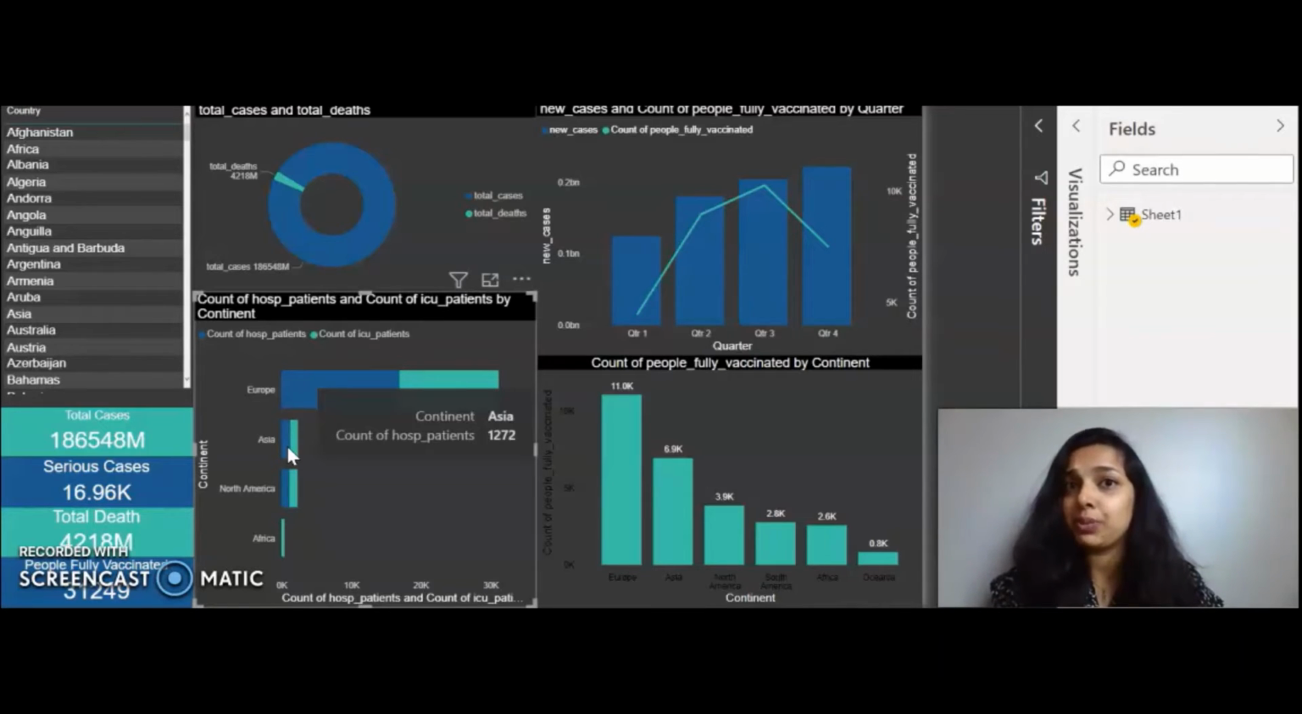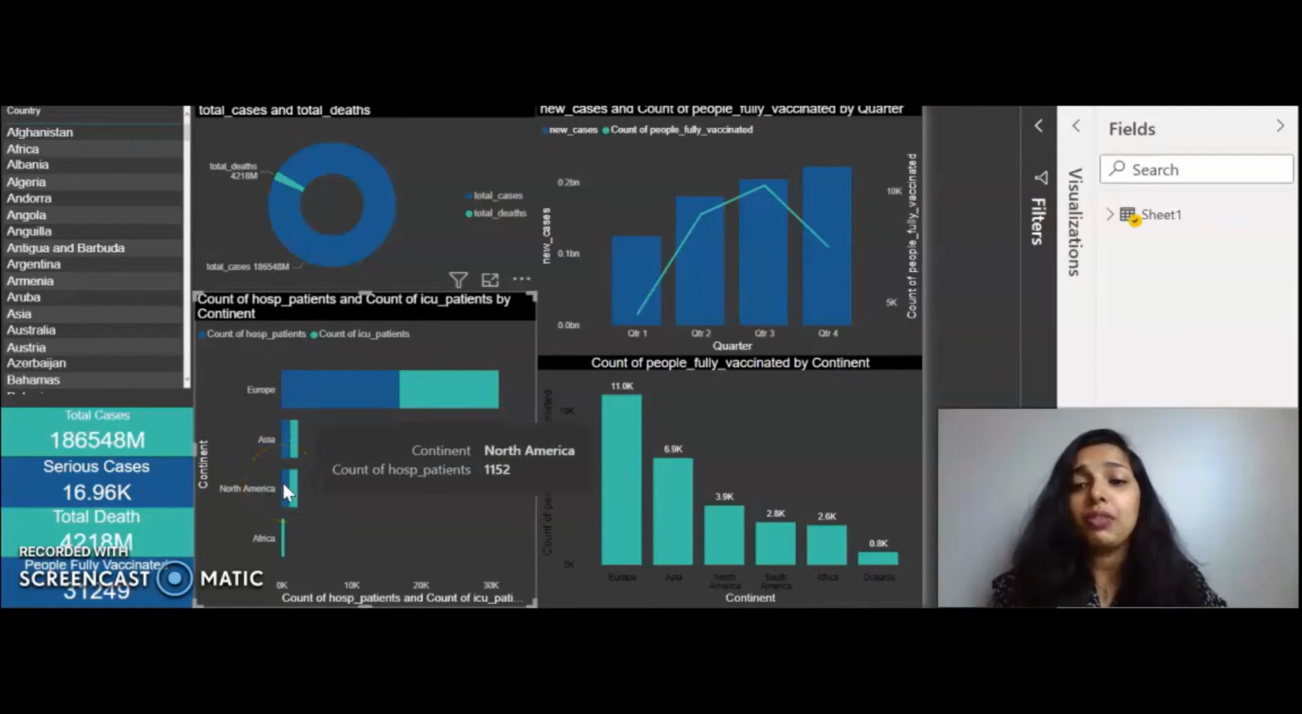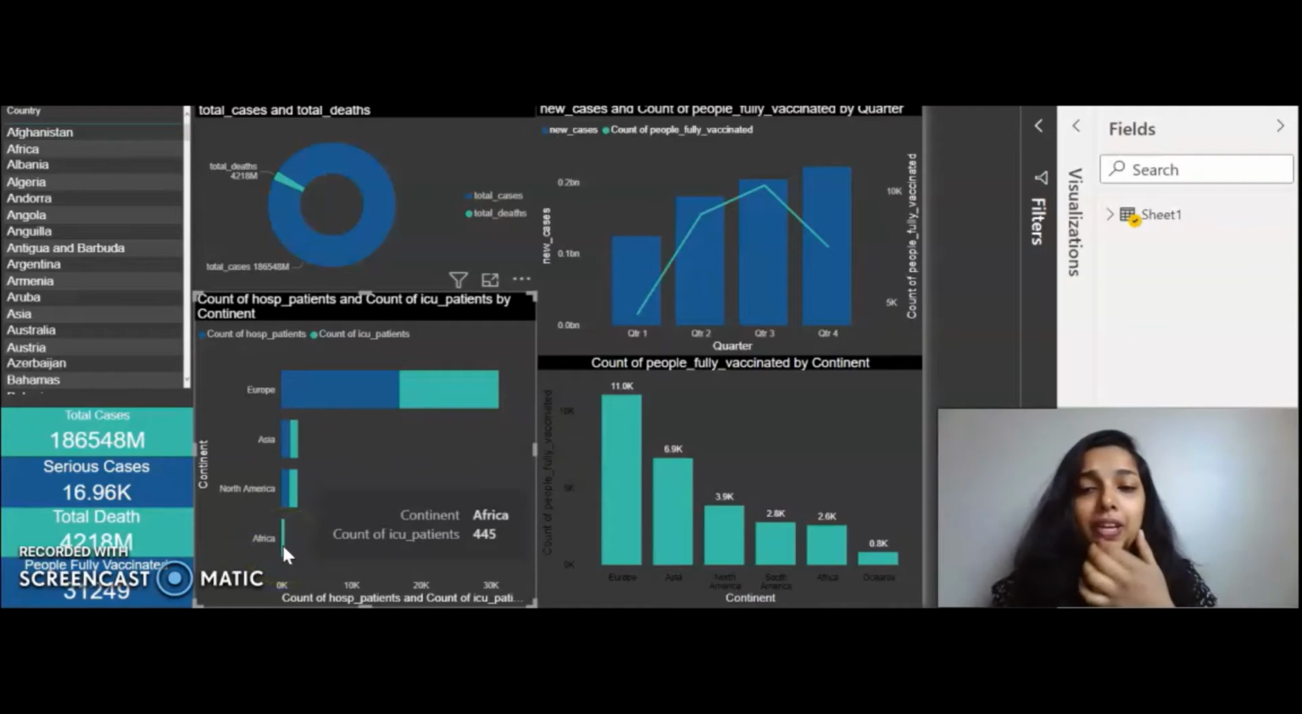Now, looking at the continent Asia, the count of hospital patients was 1,272, and the ICU patients were 1,104. For North America, the count of hospital patients was 1,152, and the count of ICU patients was 1,152. That is the same. And for Africa, the count of ICU patients was around 445.